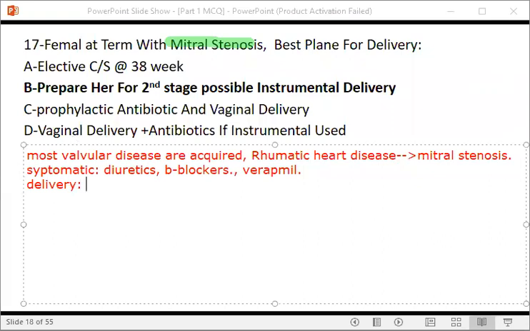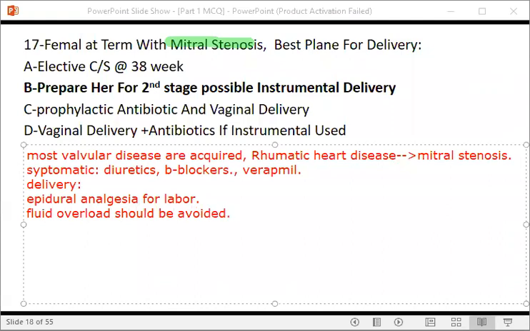In delivery, uterine contraction increases cardiac output by increasing circulating blood volume. Pain, exertion, and anxiety also cause tachycardia with possible rate related heart failure. So what you should do first is epidural analgesia to relieve the pain of labor. This is the first point. The second thing is that fluid overload should be avoided.